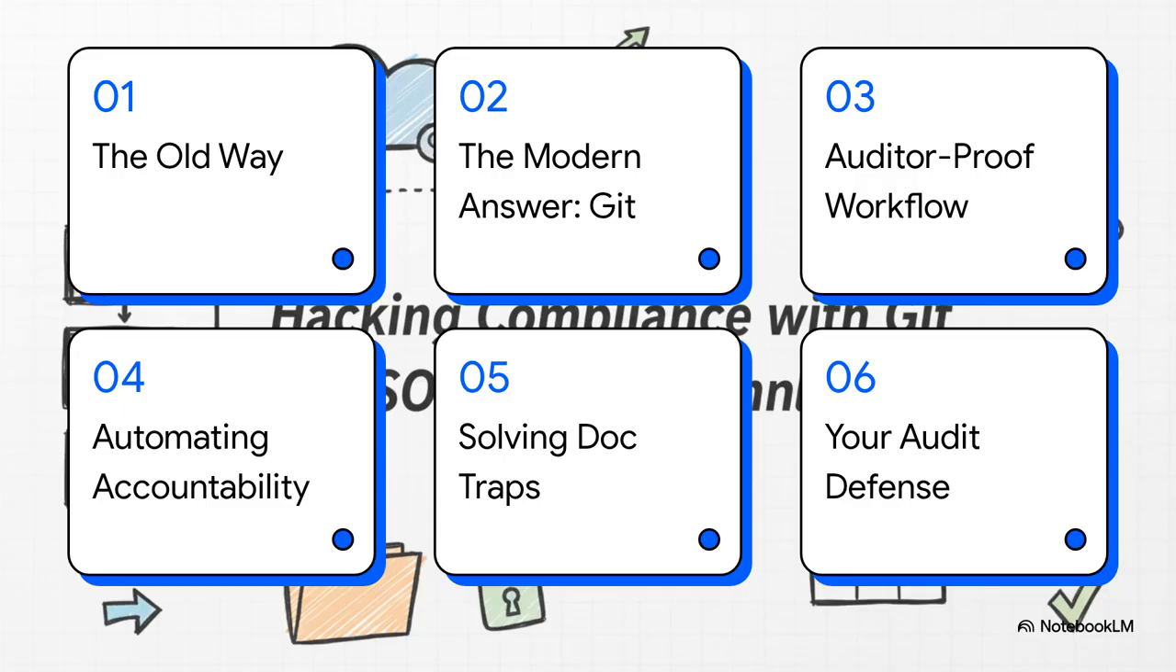So, here's what we're going to do. We're going to quickly look at the old, painful way of doing things. Then we'll bring in Git as the modern answer. I'll walk you through a workflow that auditors will love, show you how to automate accountability, solve some of those classic documentation headaches, and finally, wrap it all up into your bulletproof audit defense.